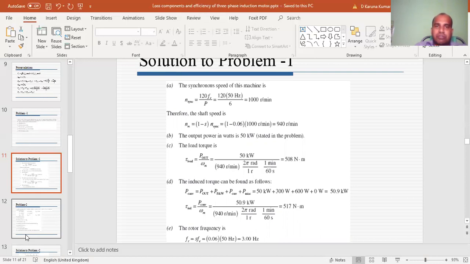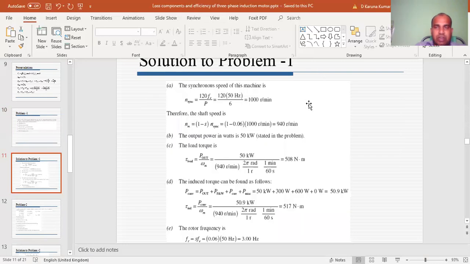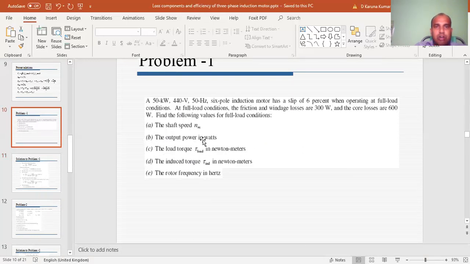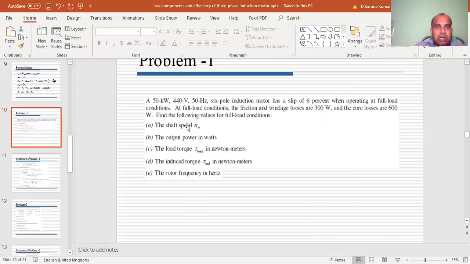Now the shaft speed, that is the rotor speed, equals synchronous speed into (1 minus S). Synchronous speed is 1000, and 1 minus the slip, with the slip percentage being 6, is 0.94. So finally 940 RPM is the shaft speed. The second one is output power. The output power in watts is equal to 50 kilowatts, as already stated in the problem.